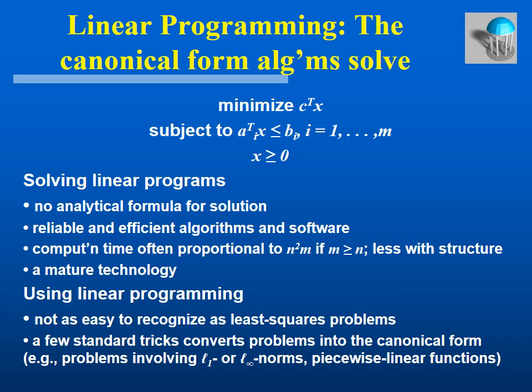So now we have this so-called canonical form: minimize C transpose x subject to, for i equals 1 to m, a sub i transpose x less than or equal to b sub i, and all the elements of x are non-negative. This is the form we will talk about solving with our simplex algorithm that we're going to be talking about.